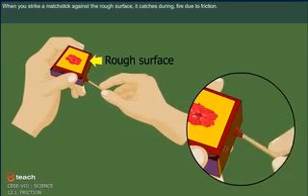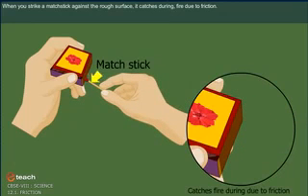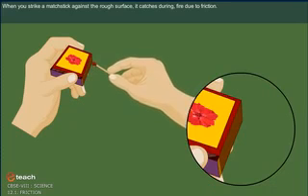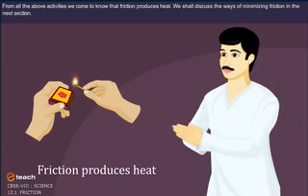When you strike a matchstick against the rough surface, it catches fire due to friction. From all the above activities, we come to know that friction produces heat. We shall discuss the ways of minimizing friction in the next section.